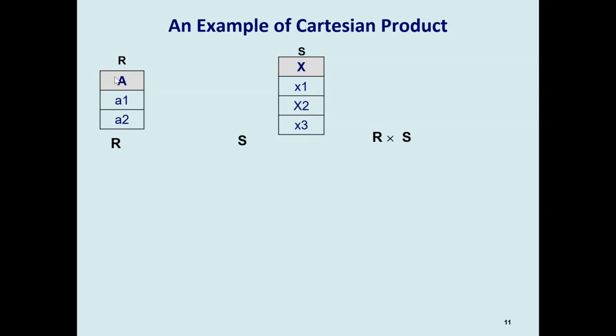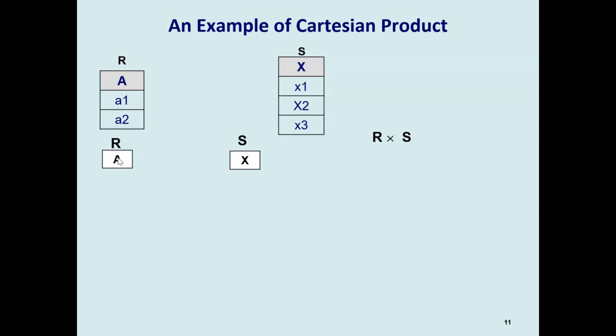Then we repeat. We take the second, or next, element and combine that element with every single element in S, one at a time, okay? We just keep repeating until we finish combining every element in R with every element in S. In this case, since R is very small and only contains 2 elements, we can perform this combination in 2 rounds.